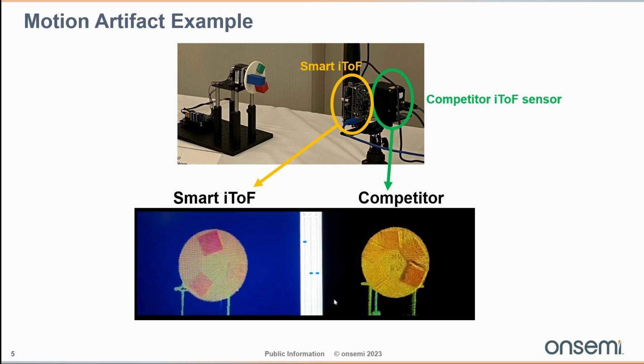So on the left there is a smart iToF device from onsemi. On the right is our competition. But what you can see happening there is effectively what I described. You have a very fast moving spinning wheel with objects on it. And of course on the left there, we're using our smart iToF. On the right is a competing solution that is using that more traditional architecture. So here in this case, obviously it's not a reliable calculator of depth.